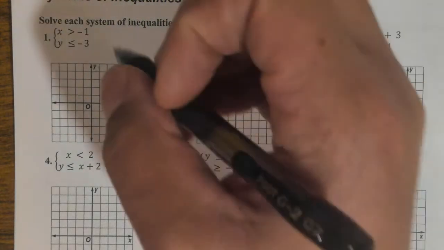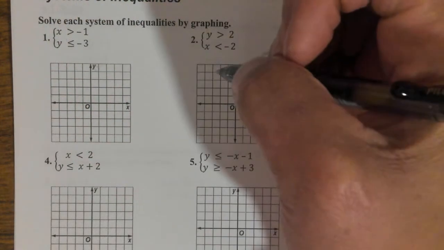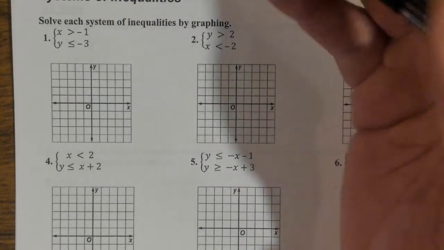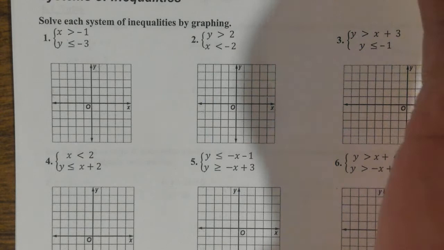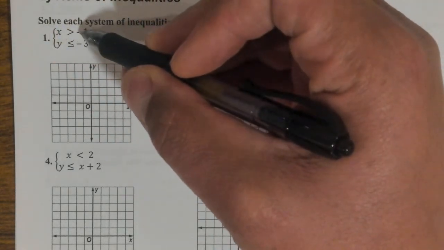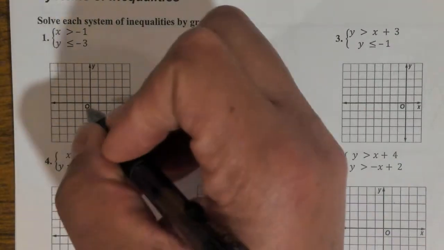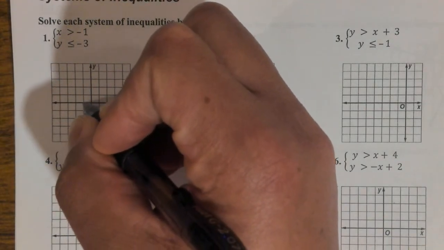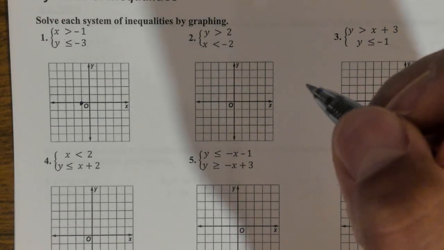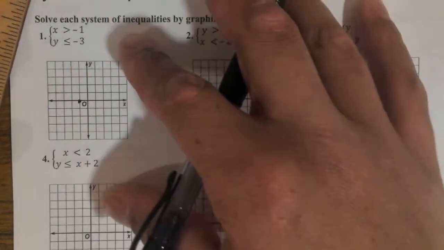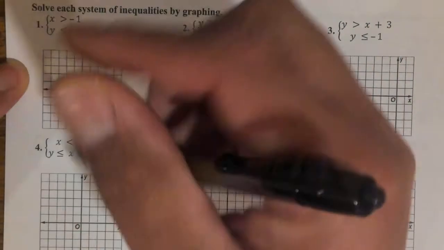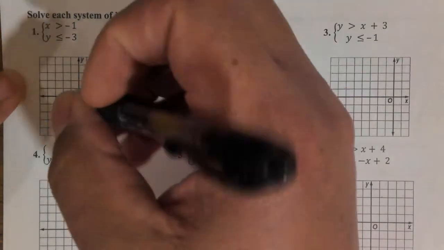With number 1, we have x is greater than negative 1 and y is less than or equal to negative 3. I like starting off with these ones because you've got a horizontal line and a vertical line. We'll start with the vertical one, x greater than negative 1. So I find x equals negative 1, which is going to be right here on the x-axis. Okay, and then I'm going to do a dotted vertical line, because x equals makes it vertical, and it's going to be dotted because it's just greater than, not greater than or equal to.